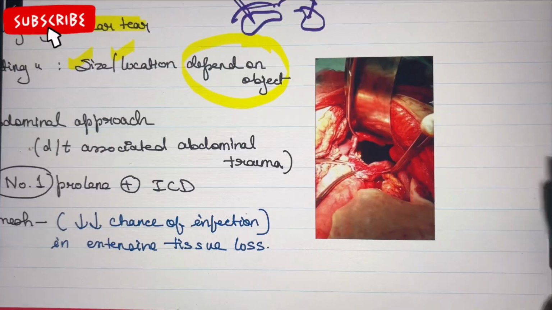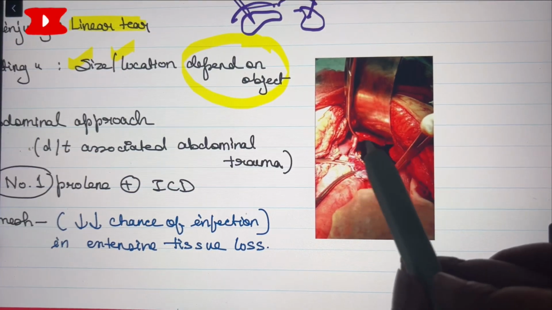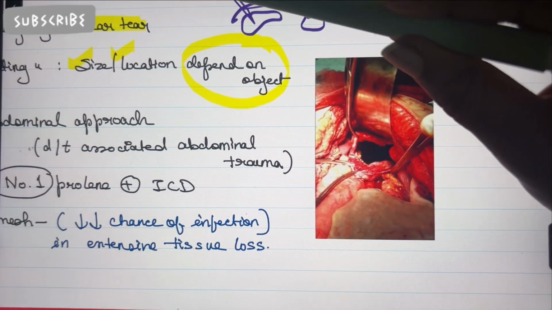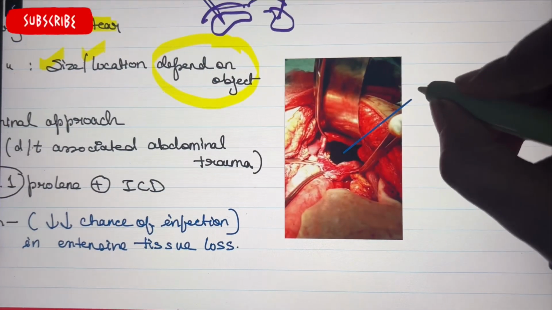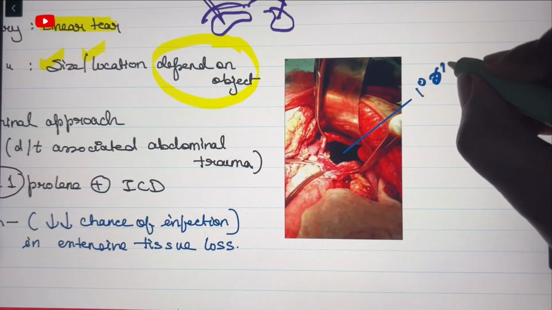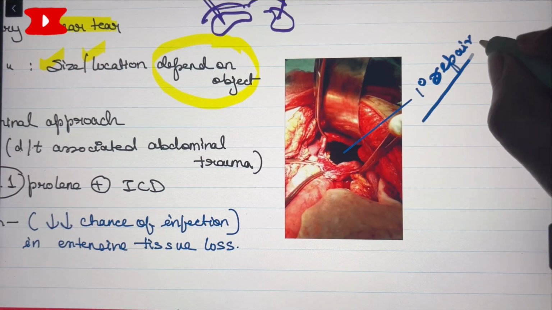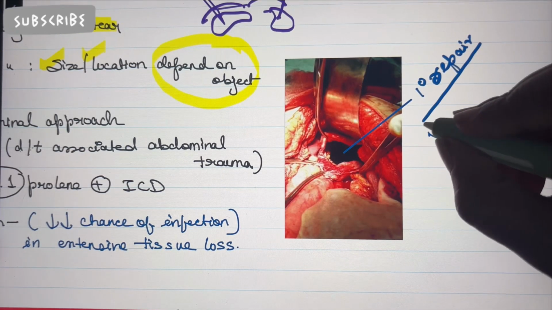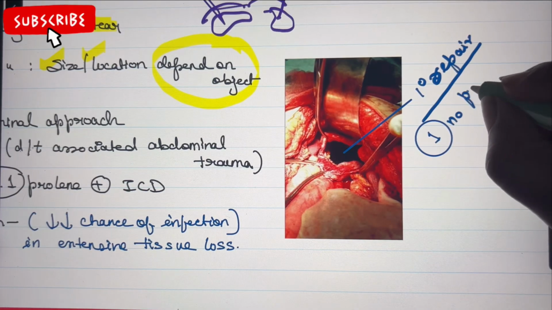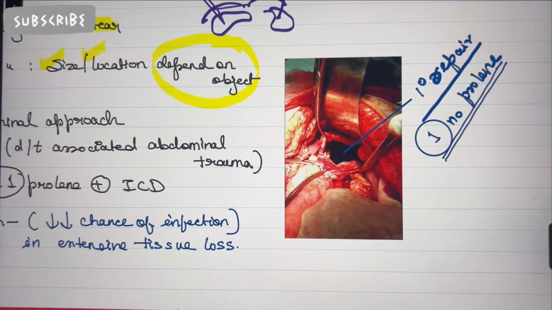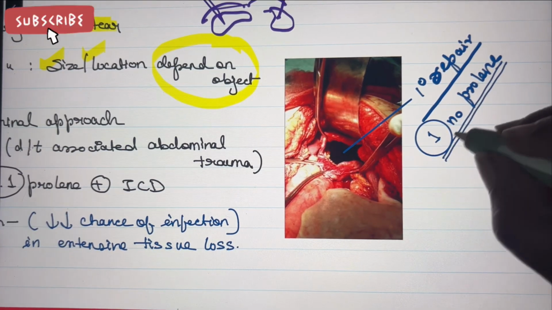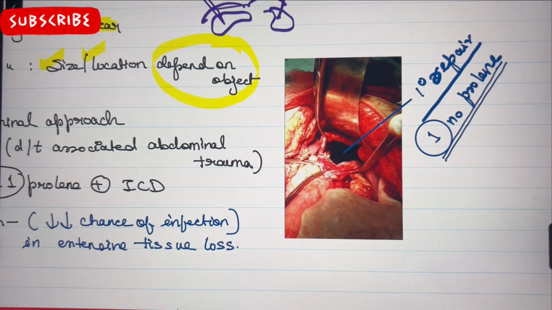So here we can see this is a diaphragmatic injury. If the diaphragmatic injury is small, generally we repair it. Primary repair is done, and which suture is used? We use number 1 Prolene suture. This is many times asked, and basically it should be known. Number 1 Prolene suture is used, and interrupted sutures are taken.